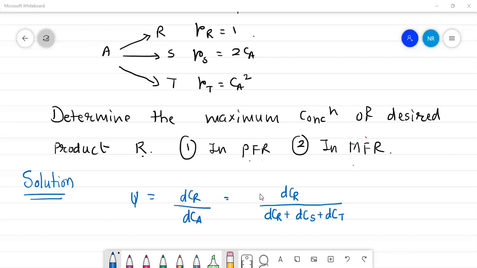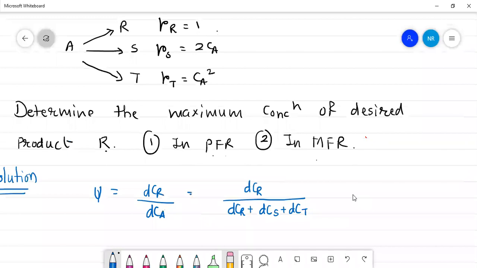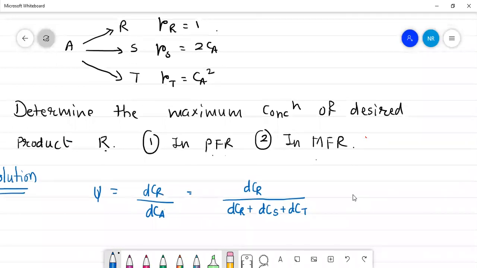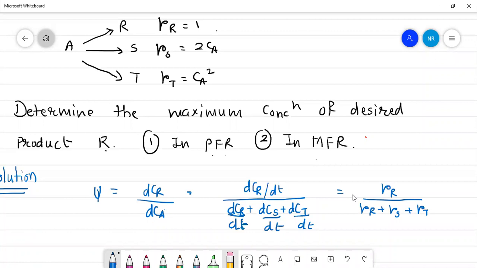So here, ultimately, dt will be there. Here dCR divided by dt, dCS divided by dt, dCT divided by dt. So dt will be common, so it is removed. Ultimately, I'm writing this down for this reason: rR divided by rR plus rS plus rT.